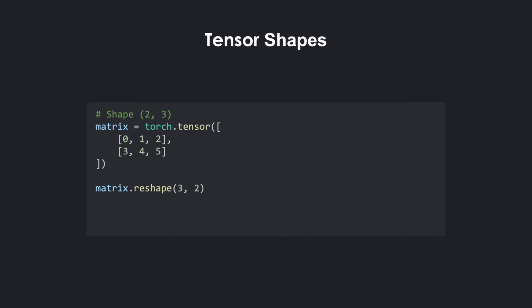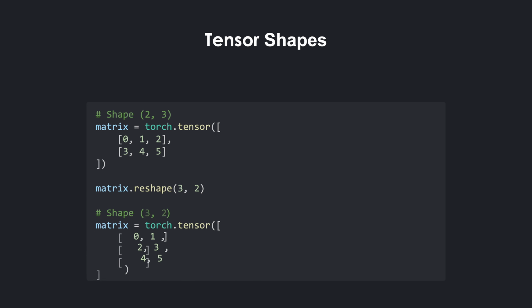Reshaping means going to the flattened version of a tensor, then changing the subdivision. Let's look at an example. We start with a 2x3 tensor. Its flattened version looks like this. If we are reshaping it to shape 3x2 now, this means that we are only taking 2 elements for each row, so the rows are 0, 1, 2, 3, and 4, 5. The full tensor now looks like this.